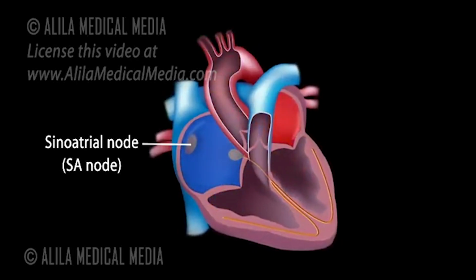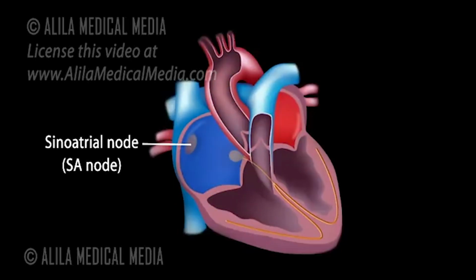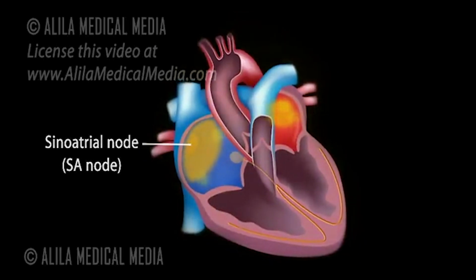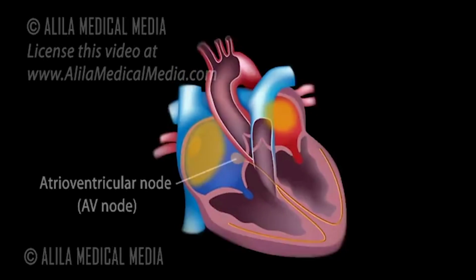This is the natural pacemaker of the heart. It initiates all heartbeats and determines heart rate. Electrical impulses from the SA node spread throughout both atria and stimulate them to contract. The atrioventricular node, or AV node, is located on the other side of the right atrium near the AV valve.